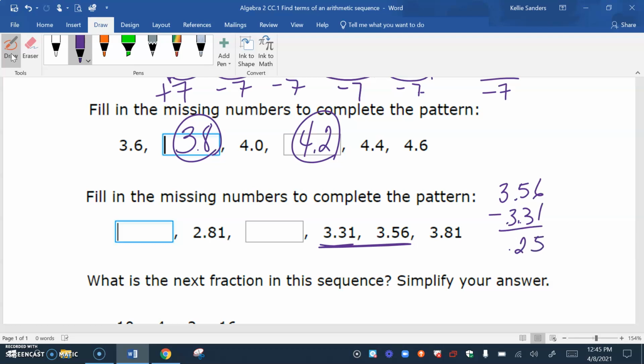Okay, 0.25. So it's going up 0.25 this way, so I'm going to subtract 0.25. So 3.31 minus 0.25 is 3.06. And then subtract 0.25 here. 2.81 minus 0.25 is 2.56.